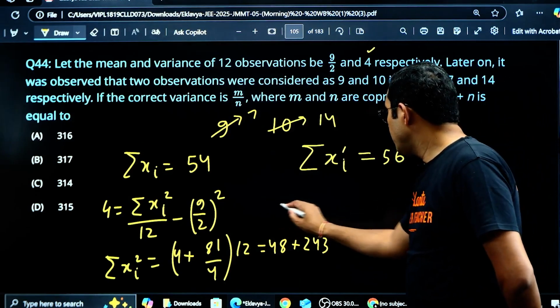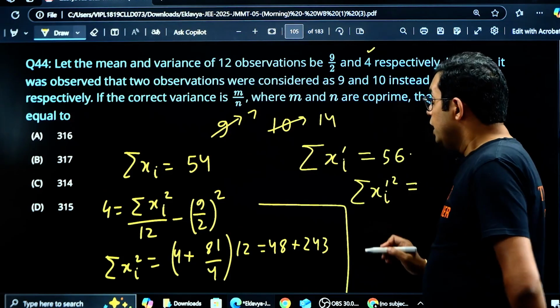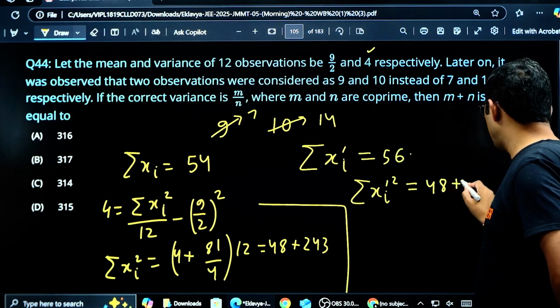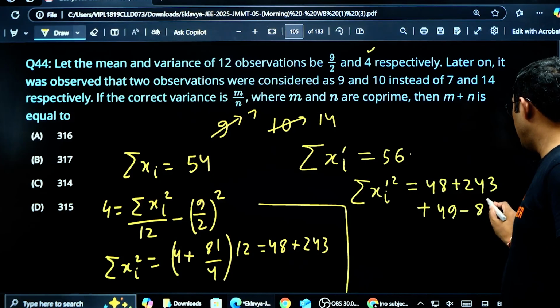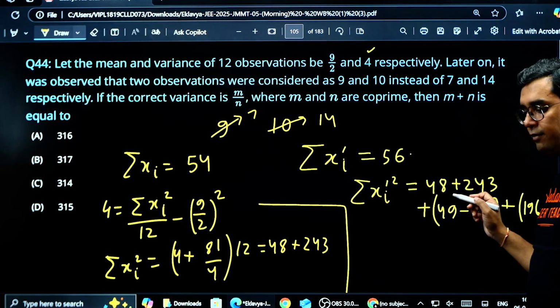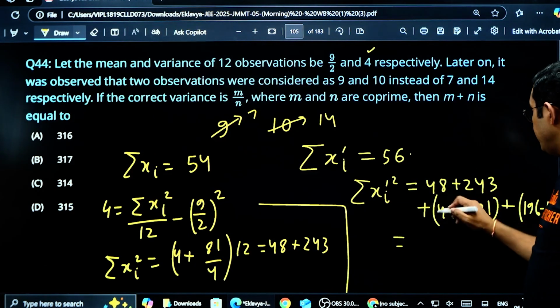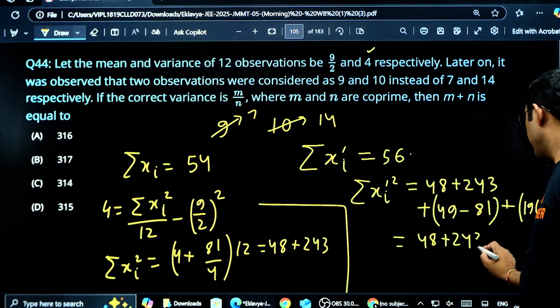That's right. Now we need to find sigma xi dash square also, because we have removed 9 and we have removed 10. So for this 48 plus 243, what we have actually done is add 49 instead of 81 for the square, and likewise add 196 instead of 100. So you can see 96 here, 96 minus 81 is 15, 15 plus this is 64. So this net sum will increase by 64, so we will get 48 plus 243 plus 64.